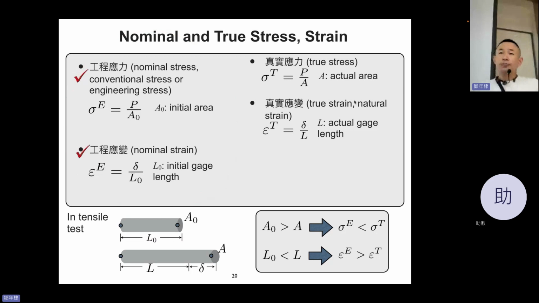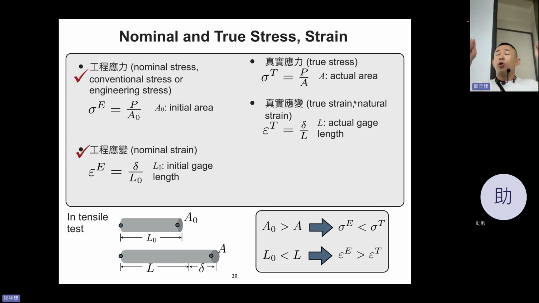However, you can imagine that when you apply a load on the bar, typically you apply it slowly, right? So step 1, step 2, step 3, step 4. But when you do that, your area will shrink, because you stretch the bar. So typically, A will be less than A-naught, right? This is acceptable.